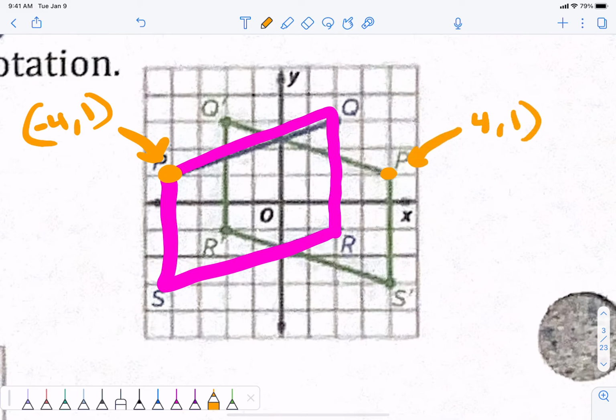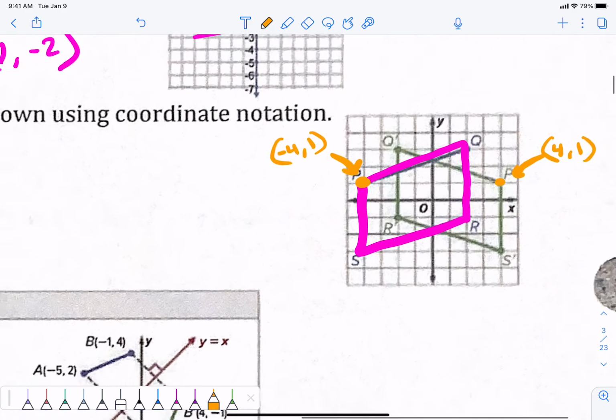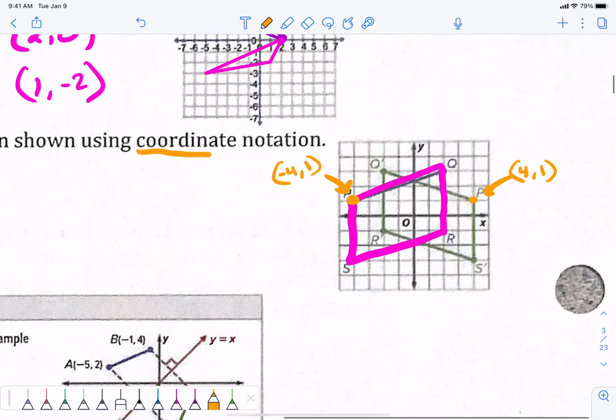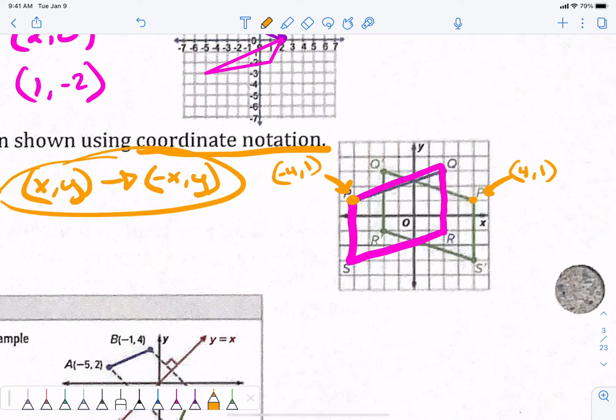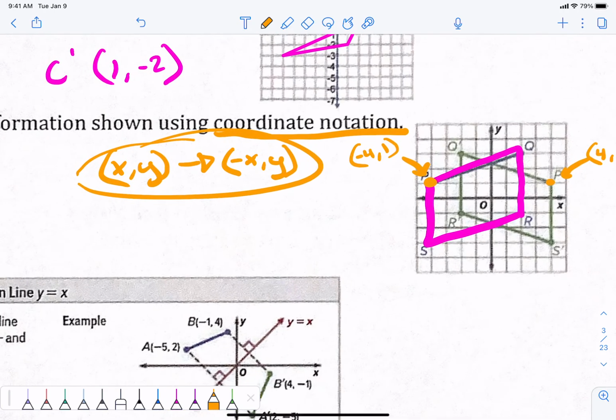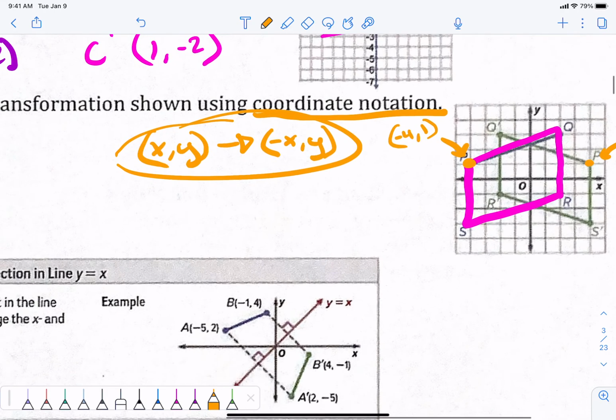Positive 4, 1. Okay, so my x, y, they say use coordinate notation. So my x and y are now becoming, what's happening? Negative x, y, right? The y's stay the same, but the x becomes negative, and by making him negative, he becomes positive if he was already negative, okay? So this is using coordinate notation. What type of transformation is that? This is coordinate notation. What type of transformation is that then? It's the reflect over y.